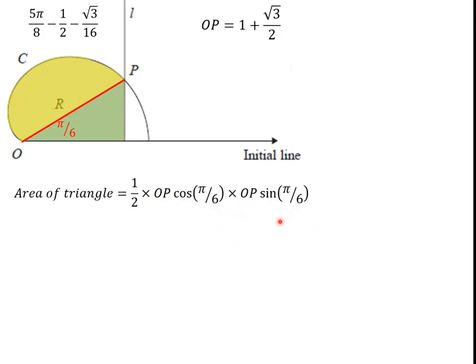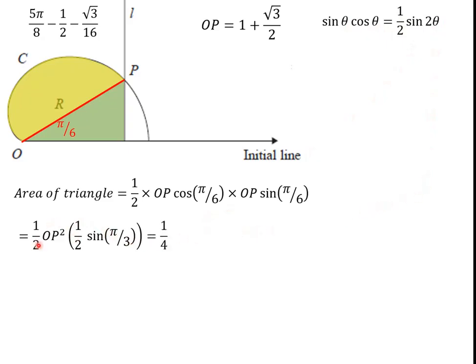Now I'm going to do this in a funny way. I'm going to write it as a half times OP squared, and then I'm going to use a version of the double angle formula: sine 2 theta is 2 sine theta cos theta. So here I've got sine pi over 6 cos pi over 6, which is the same as a half sine pi over 3. So I've used pi over 6, and then I've got pi over 3 here.